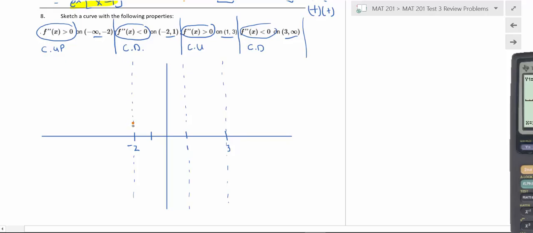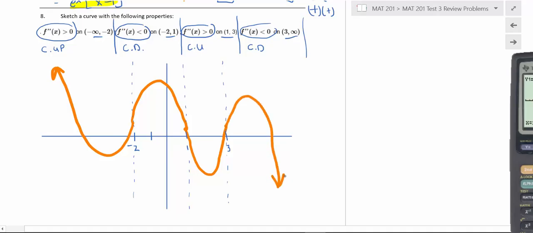You'd have to have some sort of a point of inflection right there. So you could do something like this. Then you're going to be concave down, so you could do something like this, and then you've just got to have another point of inflection. Then you'd be concave up again, have another point of inflection and concave down. So that would be one way. There's an infinite number of ways to draw that.